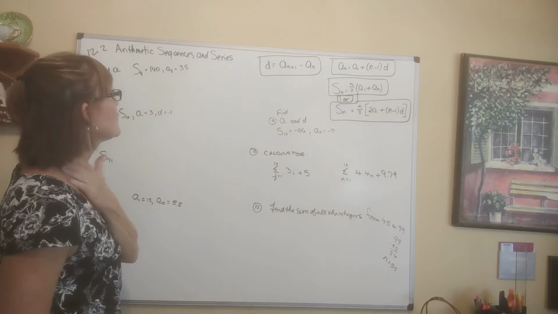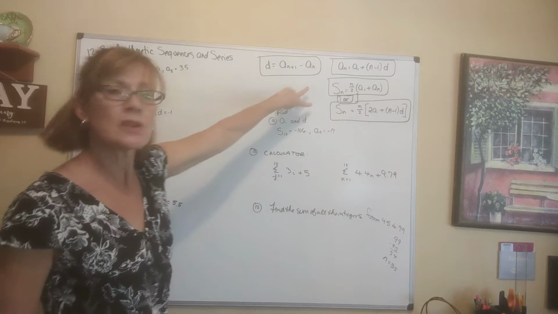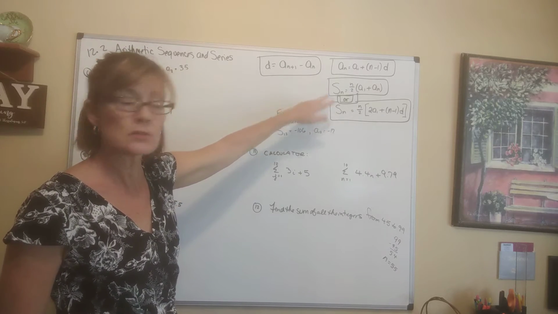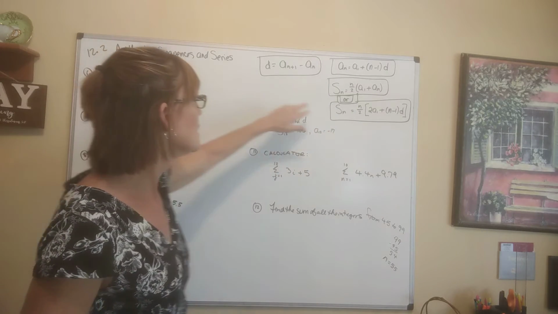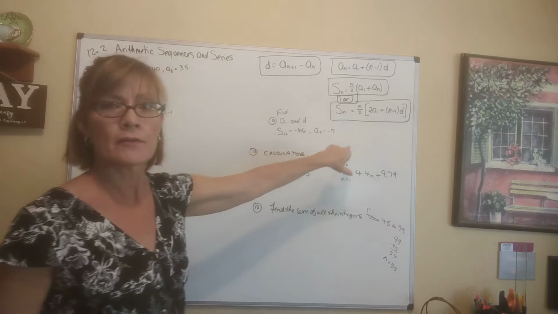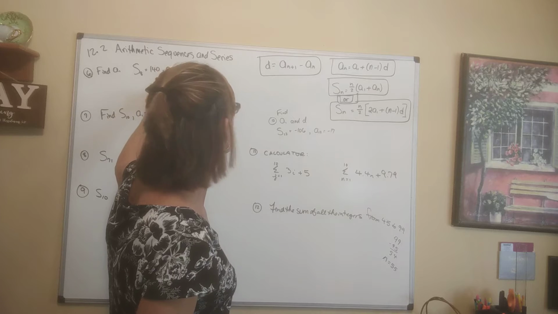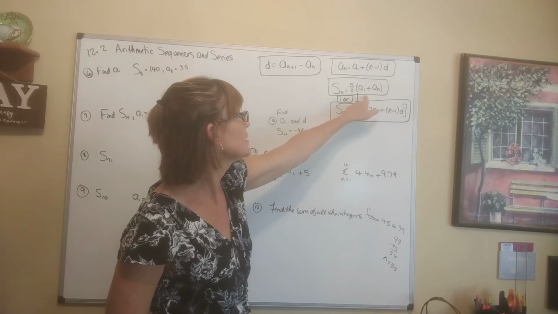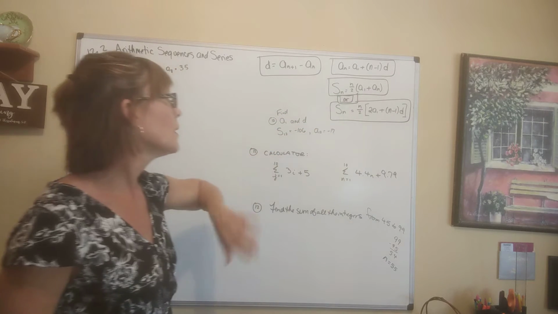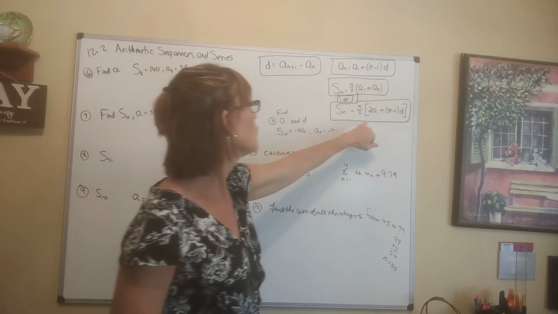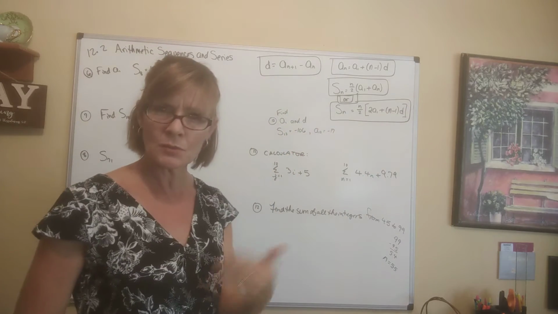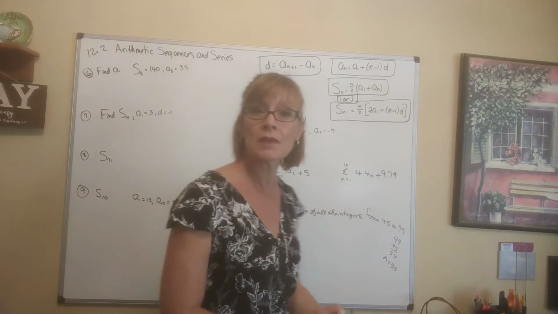And so if we have to find A sub 1, you get two different choices here for formulas you can use for if you're given the sum of some terms. So if we have S sub n or S sub 8 is equal to something, we have a formula that involves A sub 1 and A sub n. And we also have a formula that involves A sub 1 and D. So sometimes one is easier to use depending on what the given information is.